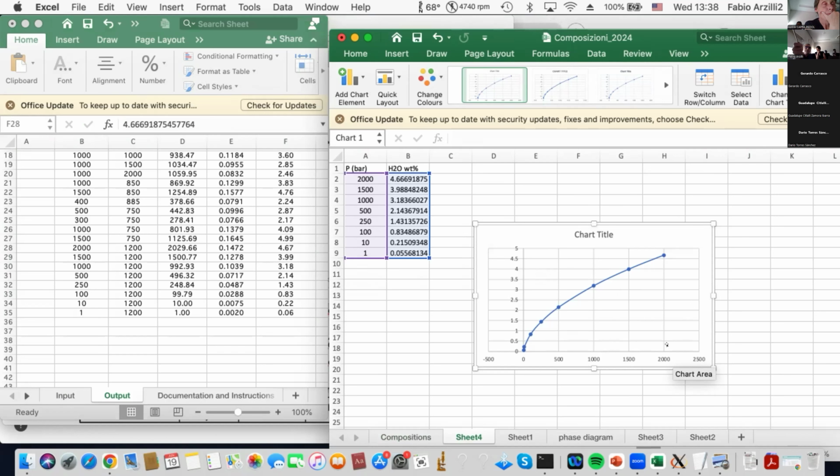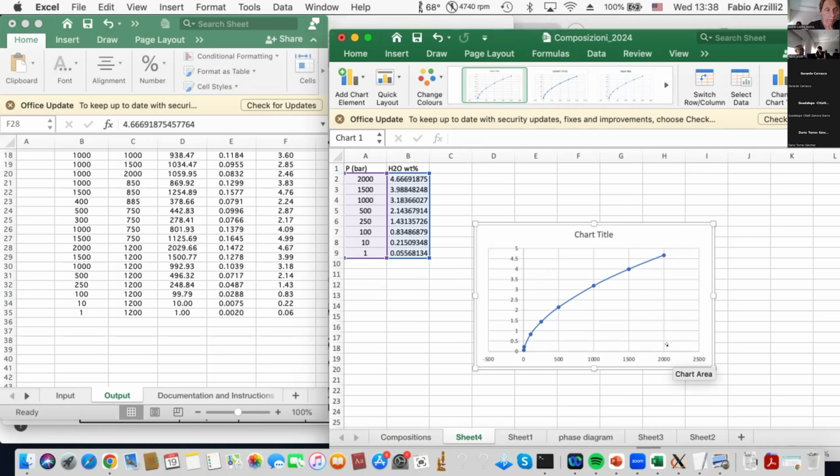So the shape, the behavior of your solubility curve is this. In this way, you constrain in a simple way the maximum amount of water that can be dissolved in your melt. That is, I think, the best approach. Then you can use MELTS. You can do the same, but with MELTS.